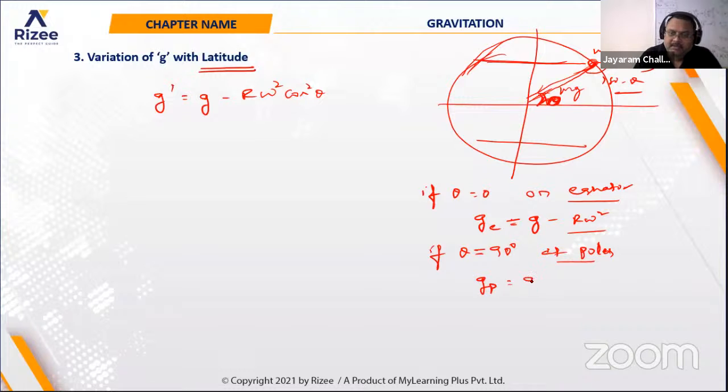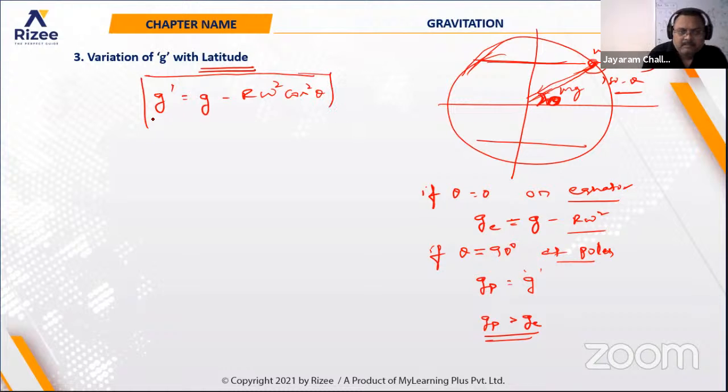What will the relation be? G cos 0; cos 90 will be 0. So perfectly, G at the poles is greater than G at the equator. Based upon this relation only, we have got this. This is a very important thing you need to remember. This is a formula.